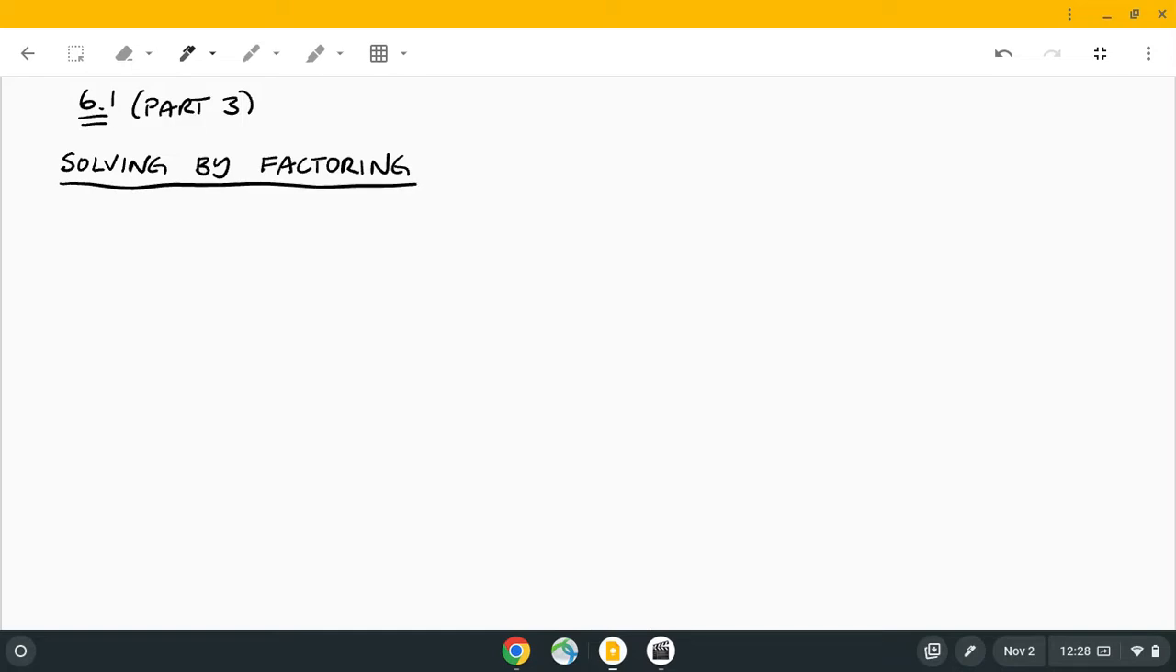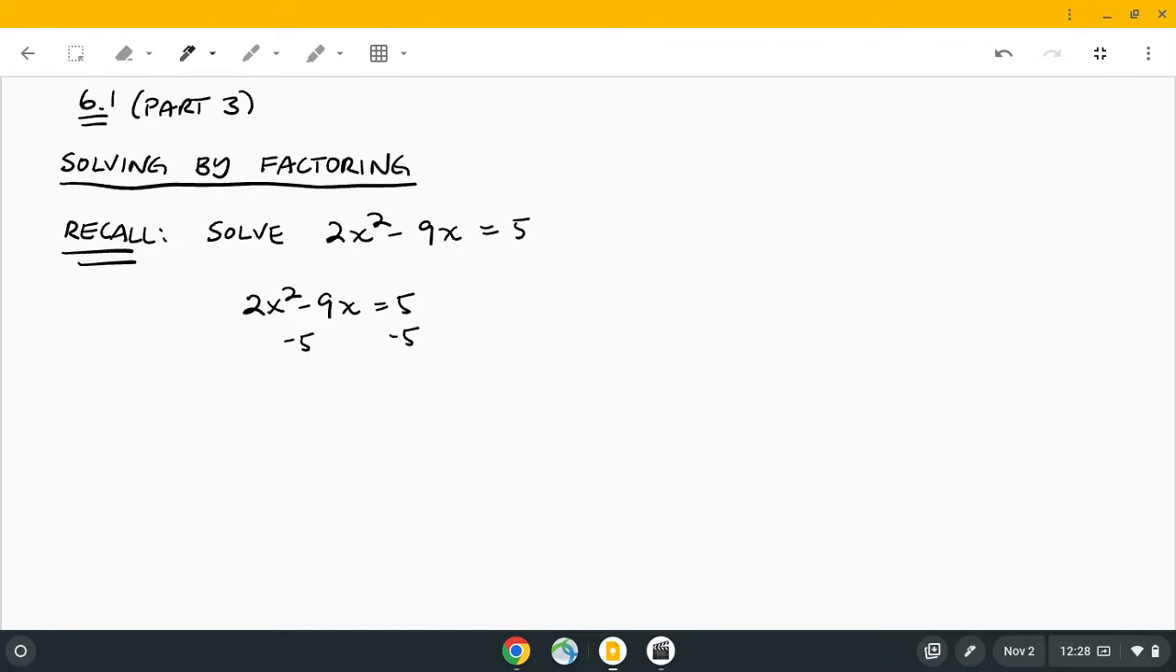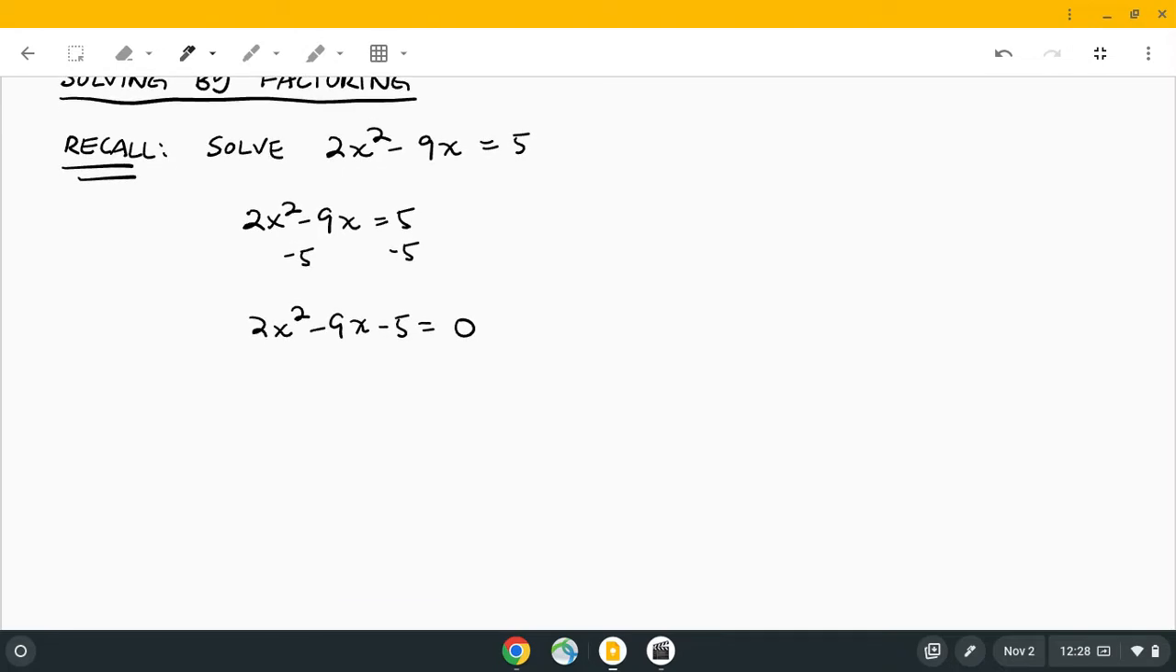Okay, so let's just recall how we do that with regular quadratic equations. Suppose you had this, 2x squared minus 9x equals 5. If you remember how to do this, you had to make sure that it was set equal to 0 before you started factoring. So I'm going to go ahead and subtract 5 on both sides. So I get 2x squared minus 9x minus 5, and I get 0 on the right-hand side. And then I would go ahead and factor.